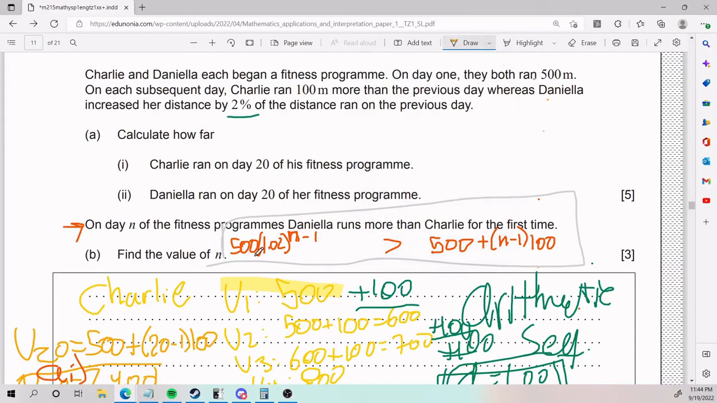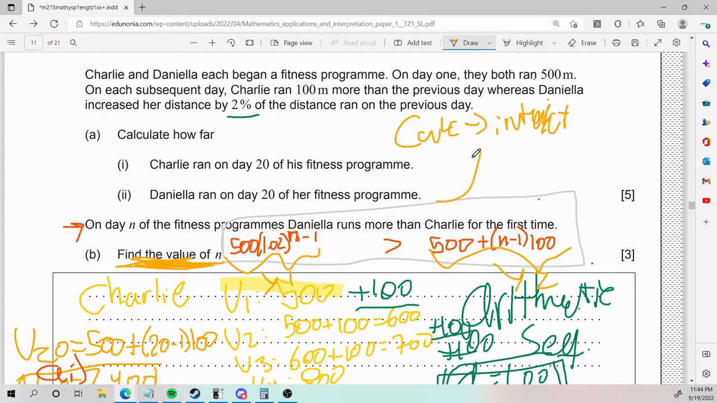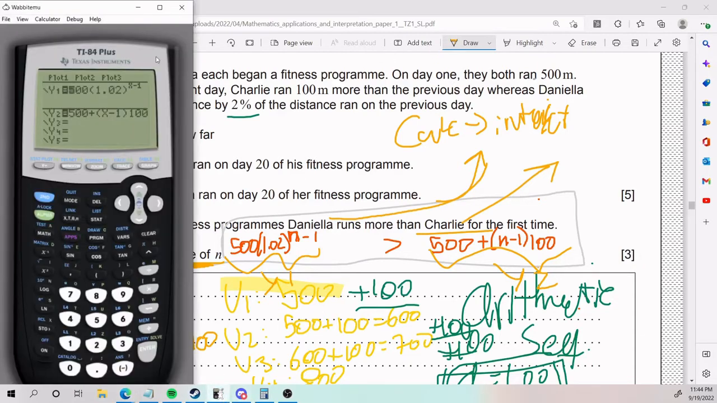Right, so now we will be taking this guy into y1, so it's going to be one equation. This guy into y2, it will be my other equation. We do calc intersect, and that will give us the key point of n that will help us interpret what value of n we need to find. ¿Cierto? So wherever Daniela runs more than Charlie for the first time, remember that Daniela is the geometric one. So it's going to be the curve that looks a little curvy. And the other curve is really just going to be a line. Charlie's going to be a line. Daniela is going to be curvy.